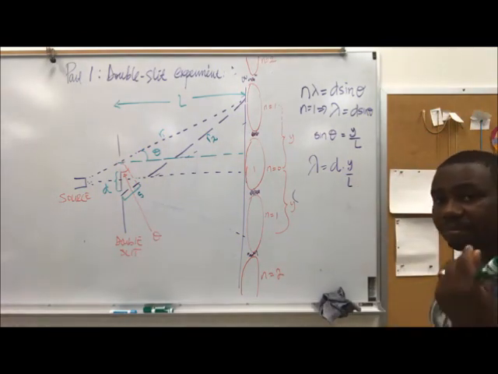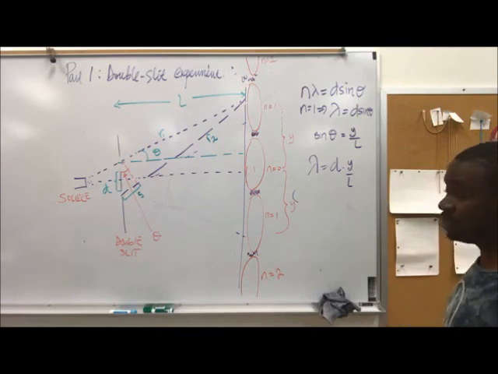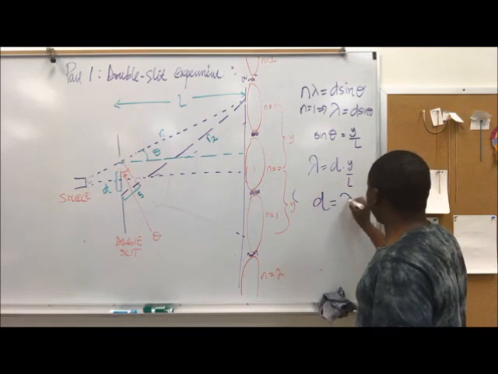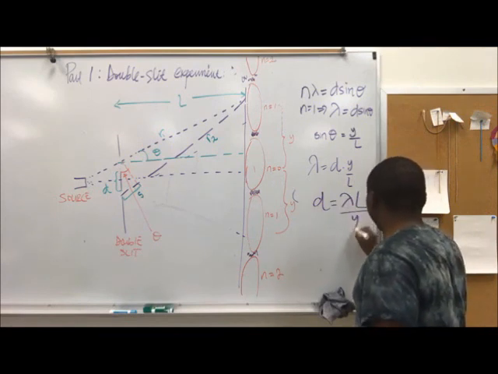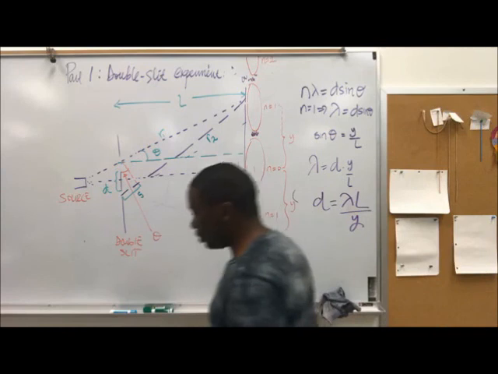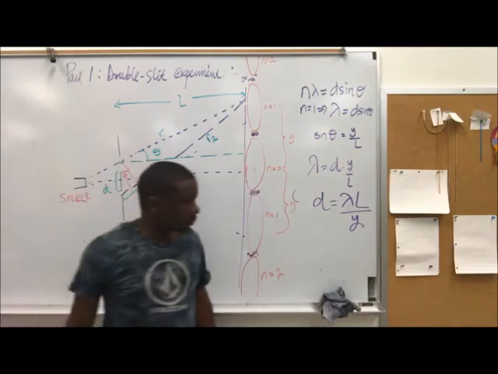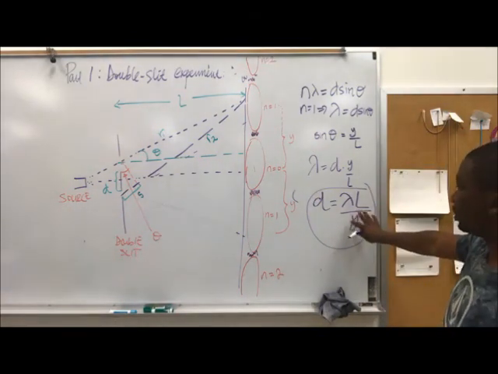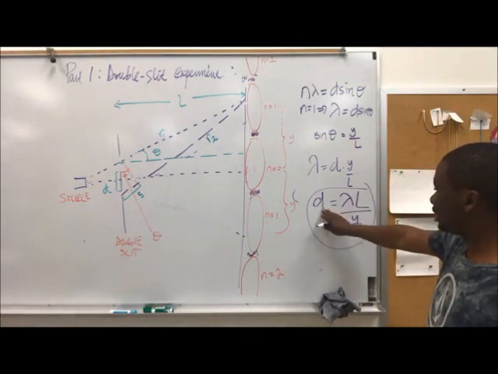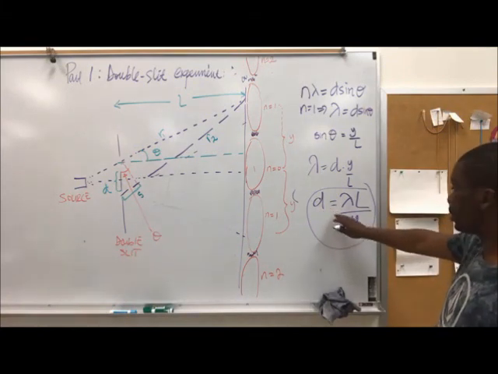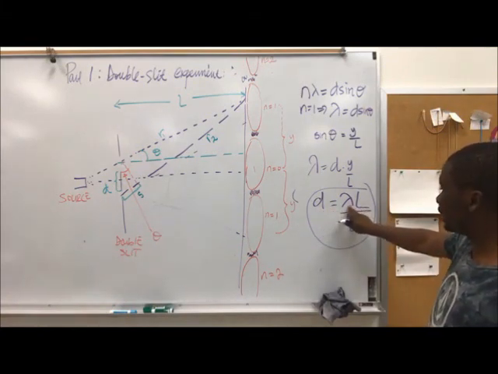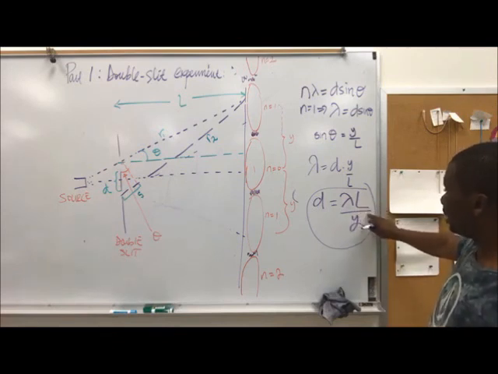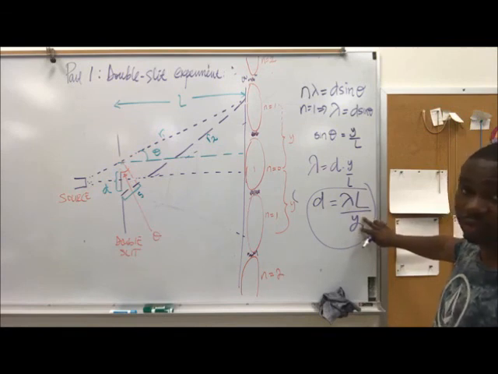And remember, at the beginning I told you we were trying to solve for d, which is the distance between the two apertures. So if I make d the subject of my formula, lambda L divided by y should give me d for the double slit experiment. This is the formula you want to remember. d, the distance between the apertures of a double slit, is given by the wavelength of your light times the distance between your slits and the screen, divided by the distance between the centers of two bright fringes.